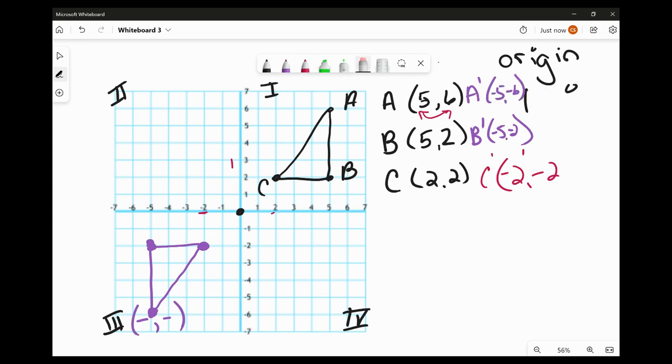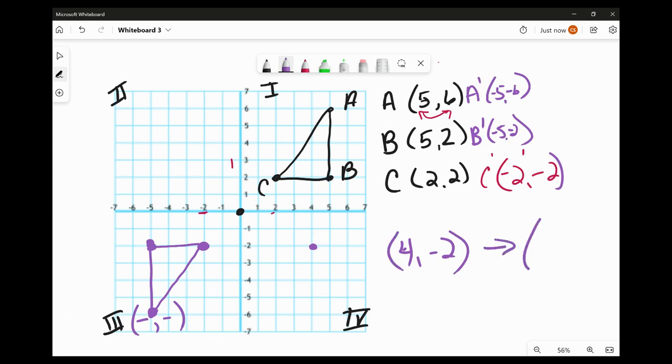I want you to pay attention to something with the coordinate pairs here: they're exactly the same except for the sign. All signs change. The X and the Y change for a 180-degree rotation, no matter what. So if I gave you this point, which is 4, -2, and I'm doing a 180-degree rotation in either direction, it's going to be -4, +2, because all I do is change the signs. So that's how you would do that.